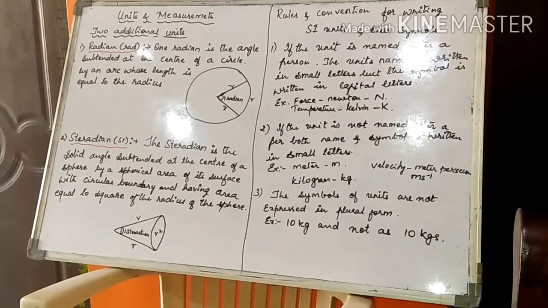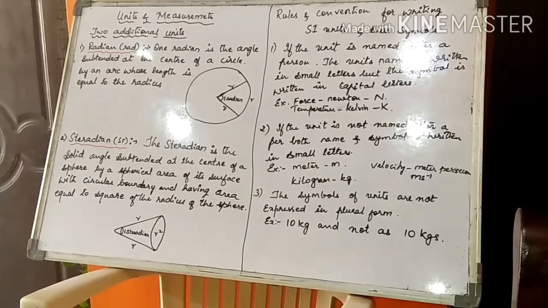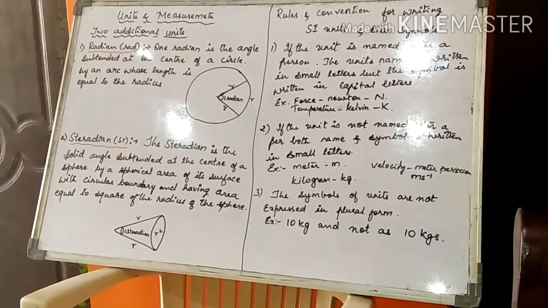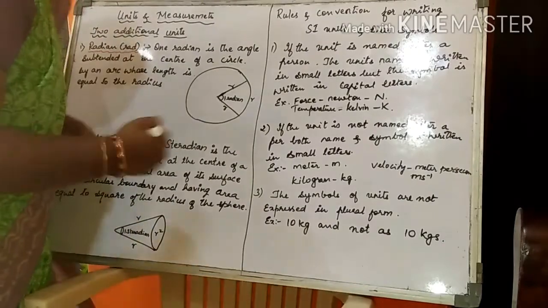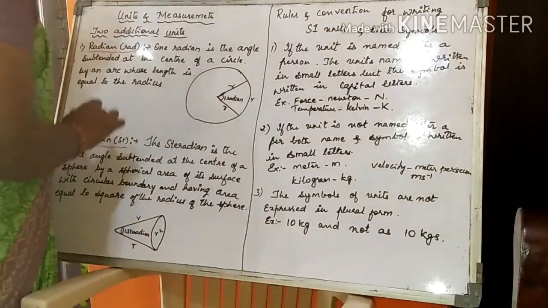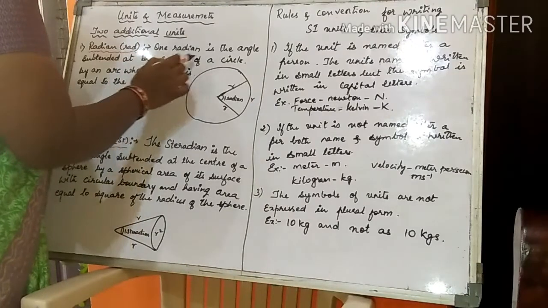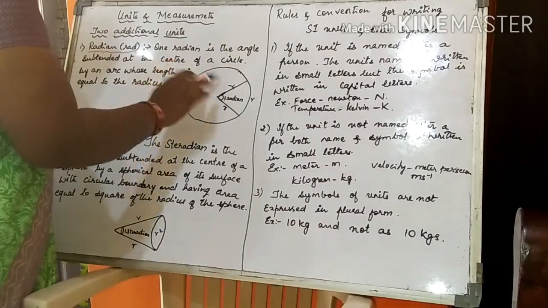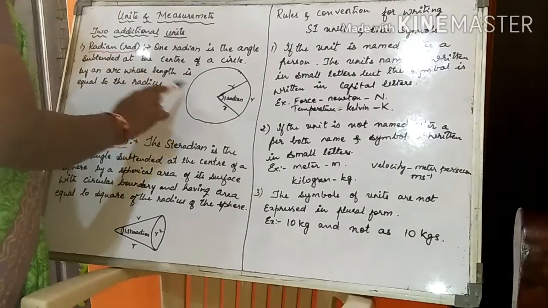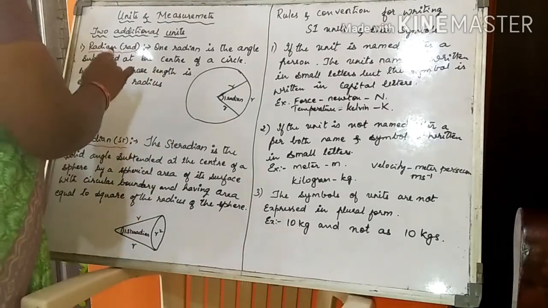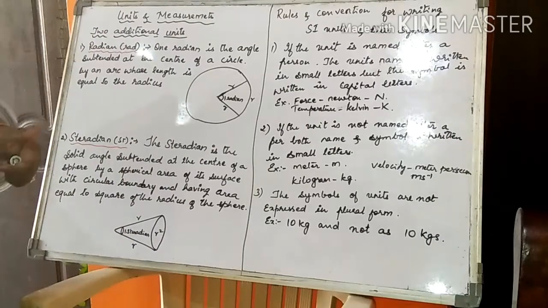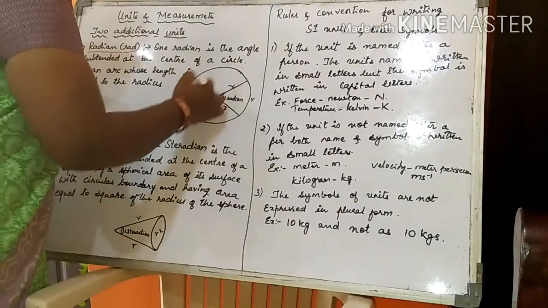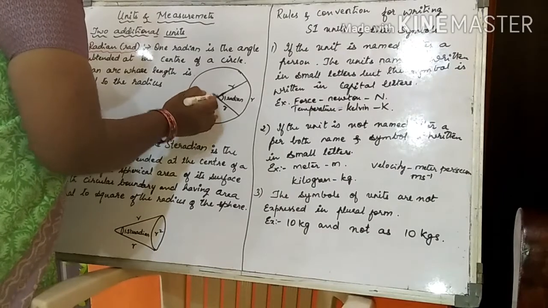In addition to those seven fundamental units, there are two more units which are concerned with angles. They are the radian and the steradian. First of all we'll see the radian. One radian is the angle subtended at the center of the circle by an arc whose length is equal to the radius. So for the radian, we will take a circle in two dimensions, and this is the center.